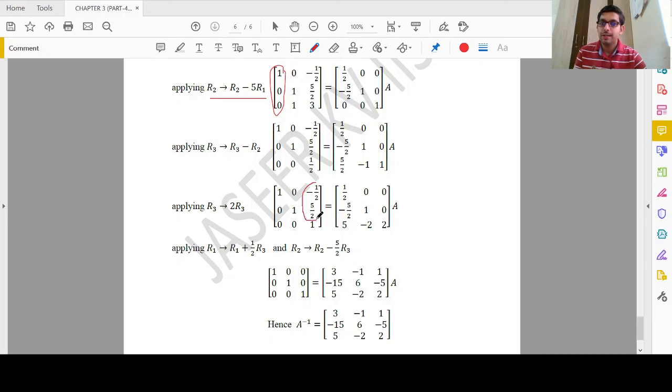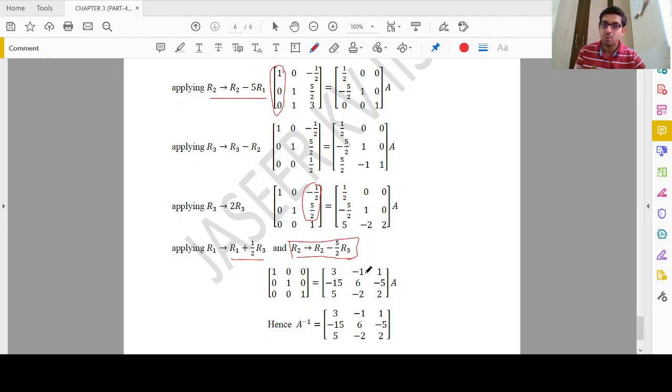Finally we need to get 0, 0 here. You see the numbers are minus half and 5 by 2. So R1 changes to R1 plus half R3, R2 changes to R2 minus 5 by 2 R3. Two transformations at a time, and make sure that the second transformation does not involve the row which we are changing here, so this should not involve R1. That's why I used R2 changes to R2 minus 5 by 2 R3. After applying these two transformations, we will get identity on the left hand side. All these transformations are applied on the right hand side matrix also.